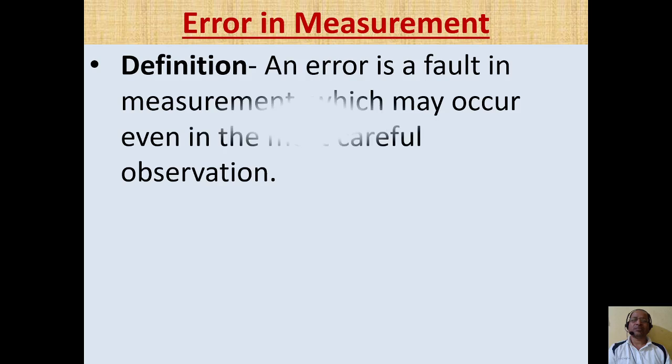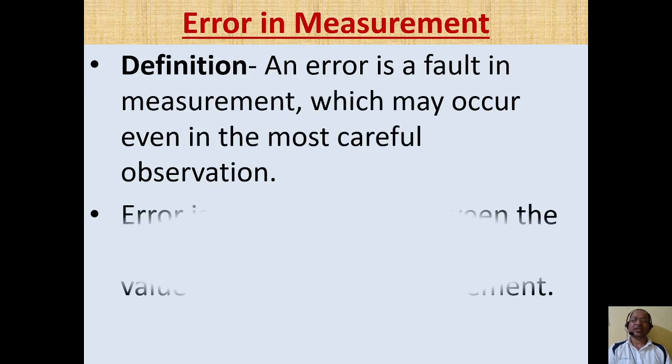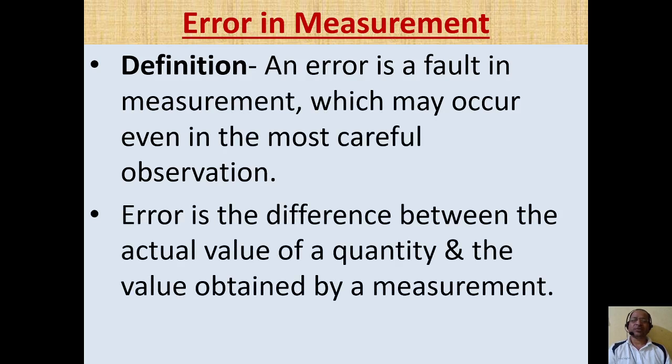Remember, error is not a mistake, it is a fault in measurement. So we can define error in measurement simply as fault in measurement, which may occur even in the most careful observation. Or we can say that an error is the difference between the actual value of a quantity and the value which is obtained by measurement.